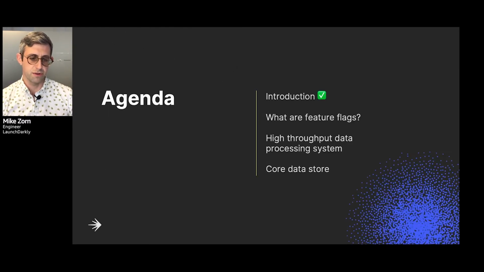So we just went through an introduction. Next, I'm just going to briefly talk about what feature flags are. And then we're going to go through two case studies. One is a high throughput data processing system, and one is the core data store that powers LaunchDarkly. And Justin is going to talk about that second one.